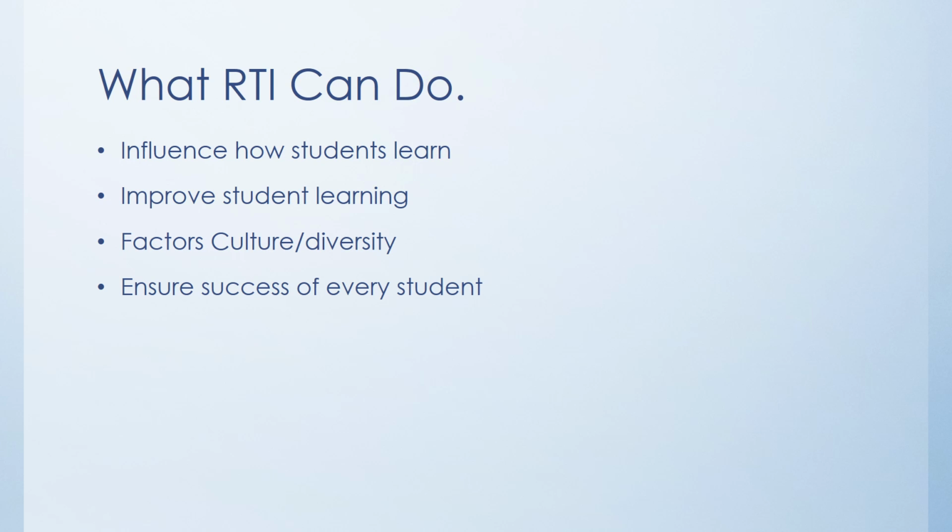So RTI can do many things. One of many things that RTI can do is that we can really see how students learn. We can see how they learn, and we can adjust accordingly, because at the end of the day, it's all about making sure that every student is successful. We also want to take into account culture and diversity, because those things do matter. What is happening at home? What things are different at home?